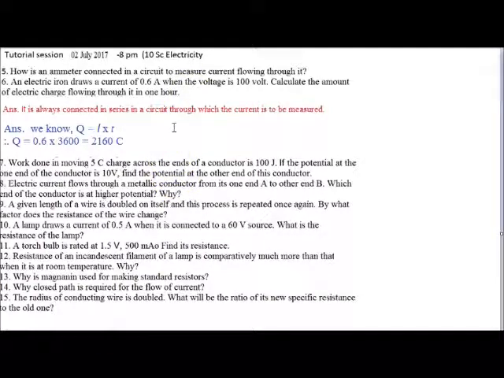So 1 hour means, when you convert it into seconds, 1 hour is equal to 60 minutes and 1 minute is equal to 60 seconds. So it comes out to be 3600 seconds. So here we use a very simple formula, that Q is equal to I into t. I is given to us, that is 0.6 ampere, into t we have calculated in seconds. 1 hour is equal to 3600 seconds. So when you multiply these two, we get the electric charge in coulombs. So the value of Q is 2160 coulombs. Please note it down carefully.